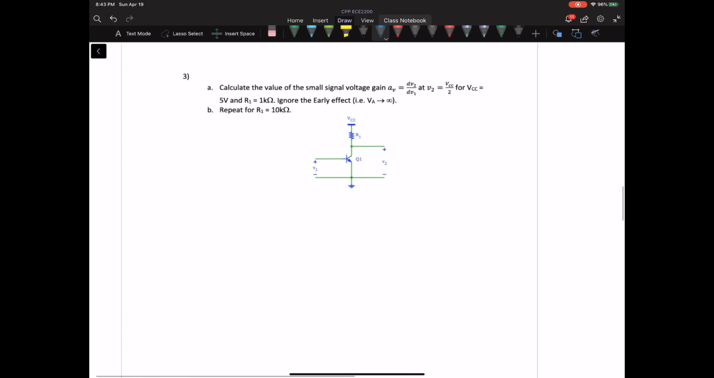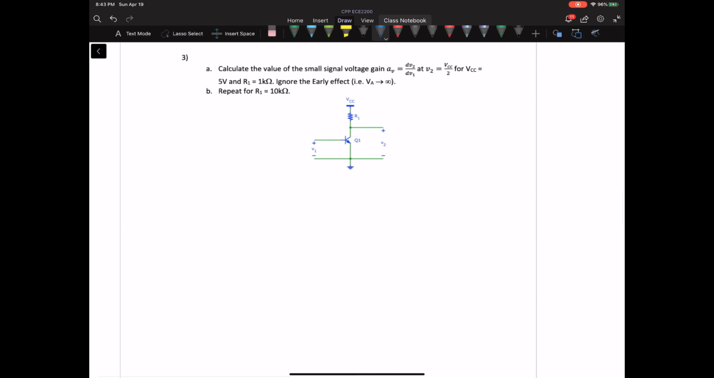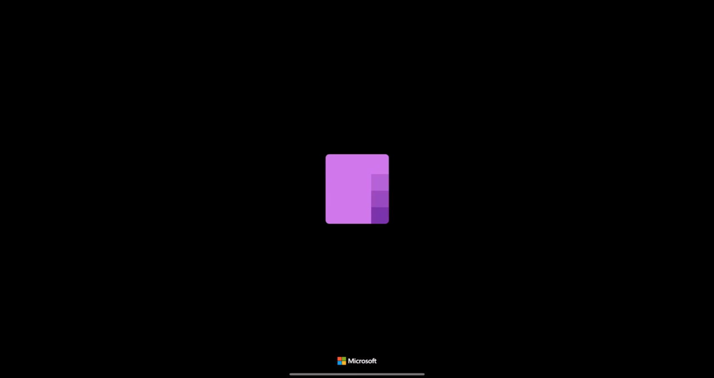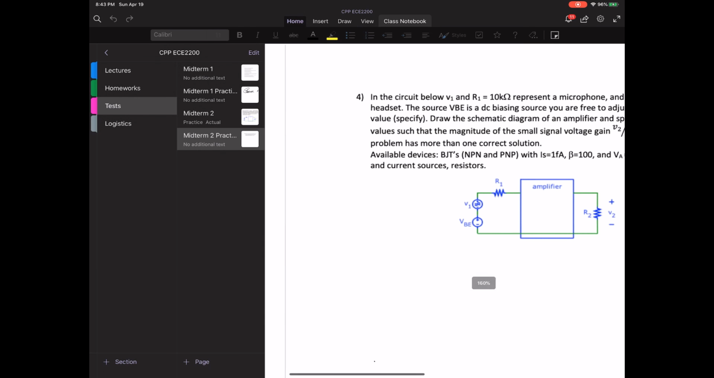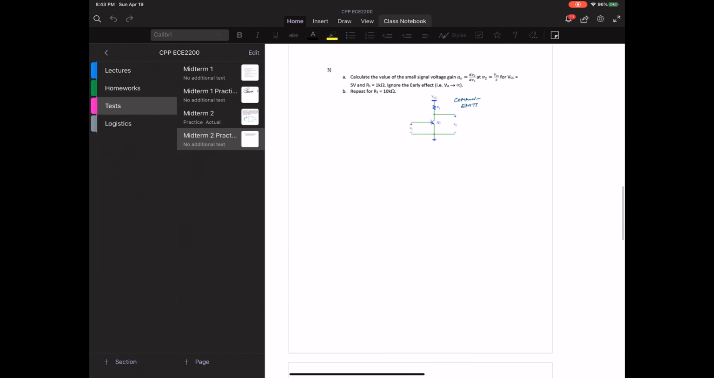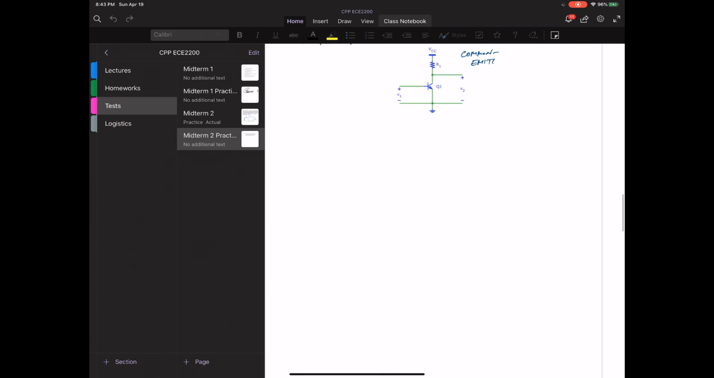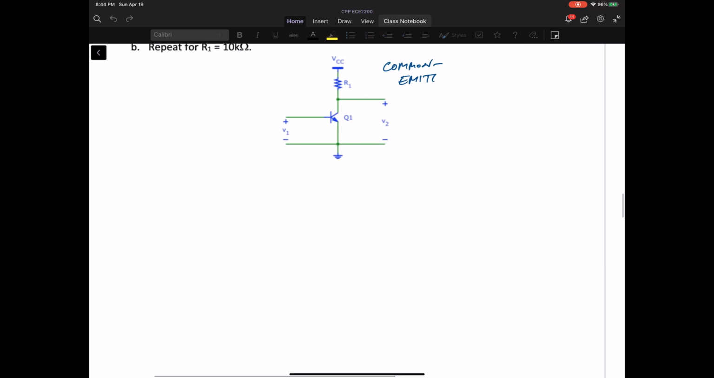Okay. So now we're getting a little bit more difficult still. Now we're given a common emitter amp. The first thing you have to do is recognize this as being common emitter. Notice that the emitter goes to ground.